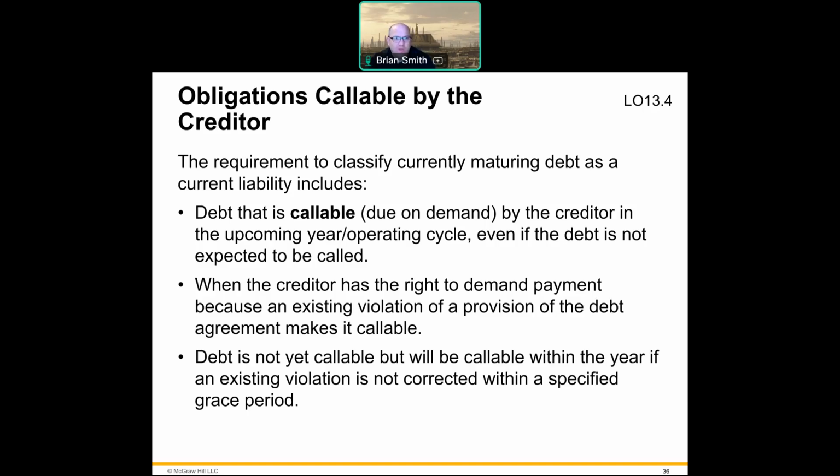This applies when the creditor has the right to demand payment because an existing violation of a provision of the debt agreement makes it callable, or when a debt is not yet callable but will be callable within the year if an existing violation is not corrected within a specified grace period. Bottom line is, if you know you're violating the agreement, you have to classify it as currently maturing debt in the current liability section.